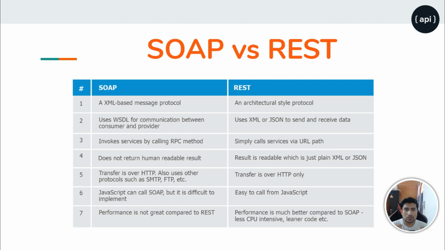So SOAP is slow, complex, and envelope based. It's a complex messaging protocol, and its performance is not great whenever we are using a SOAP API. Whereas in REST, performance is much better because only the payloads in JSON and XML are sent, and they are not very CPU intensive, right? I hope you have understood the difference between SOAP and REST.